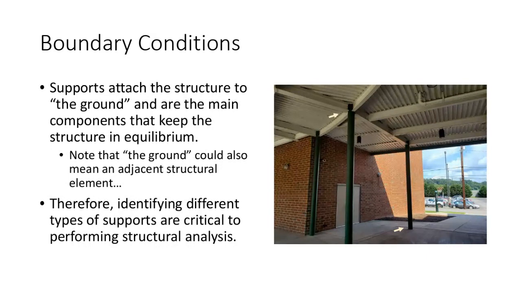So, for example, I'm looking here. I'm sure that you all probably recognize this picture. I took this picture a few weeks ago. This is outside the engineering building at Marshall, and this is the canopy that covers the space between the two engineering buildings, the old and the new engineering building. And so when I say boundary conditions or support conditions, I could be talking about the one in the background. And so you can see I've got this arrow pointing to the connection between the column and the ground.